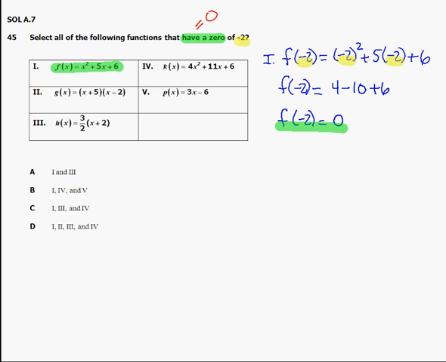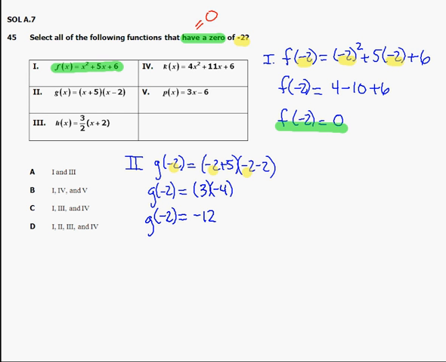Let's take a look at the second piece of it right here. What I want you to do is go ahead and hit pause, come back, and see how you did just for number 2. How did you do? Hopefully, when you plugged in -2 everywhere there was an x for part number 2, you came up with -12. Now, -12 is not the same thing as 0, so question 2 is not going to be one of our options here.